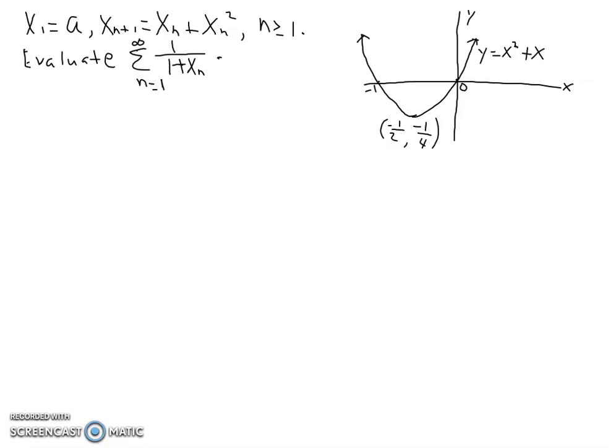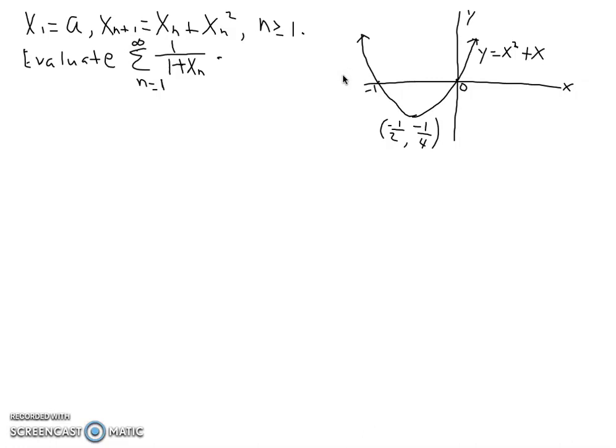Okay, I have a nice infinite series to evaluate today. We'll define a sequence recursively by the rules x1 is equal to a real number a, then x sub n plus 1 is x sub n plus x sub n squared for n greater than or equal to 1. And then we want to evaluate the sum as n goes from 1 to infinity of 1 over 1 plus x sub n. And I've got a reference graph over here of y equals x squared plus x, because it makes the analysis a little bit easier here.